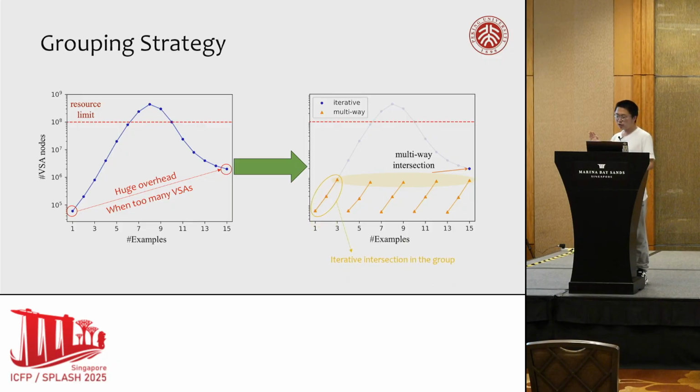Firstly, simple example VSAs are merged into several intermediate VSAs using the iterative intersection. Secondly, these intermediate VSAs are merged into the final VSA using the multi-way intersection. Now, we have to deal with a limited number of VSAs in the multi-way intersection. If the intermediate VSA is small, the whole process will be efficient.